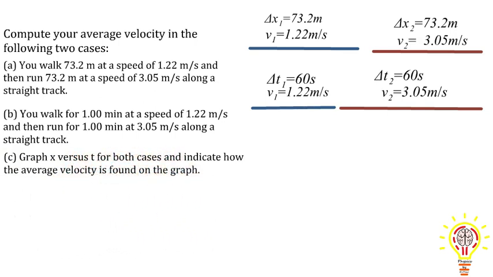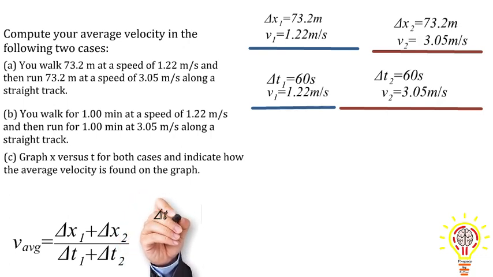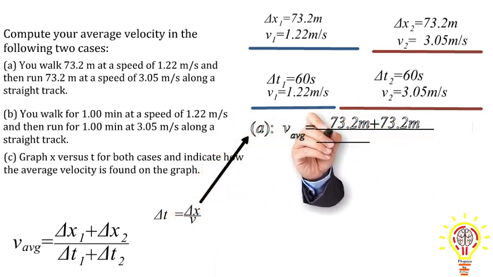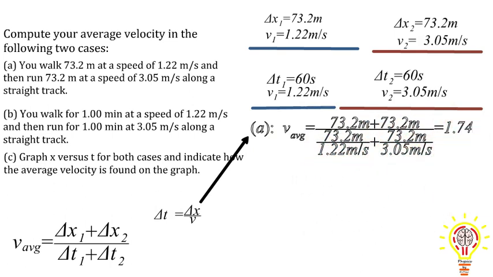Average velocity in the general case is calculated by dividing the total distance traveled by the total travel time. Taking advantage of the fact that time is equal to distance divided by velocity while the velocity is constant, we can see that the average velocity is 1.74 meter per second.